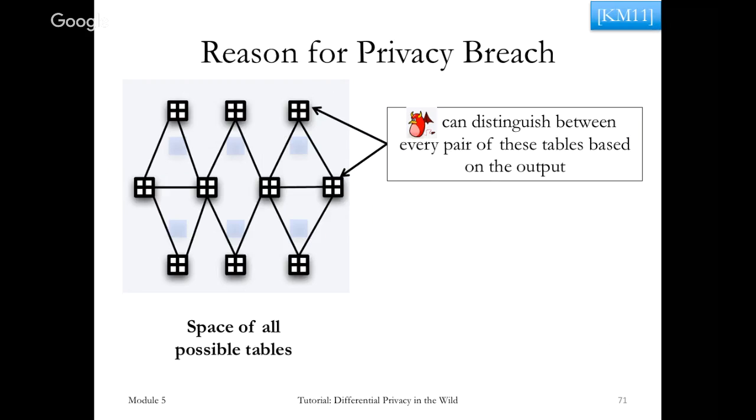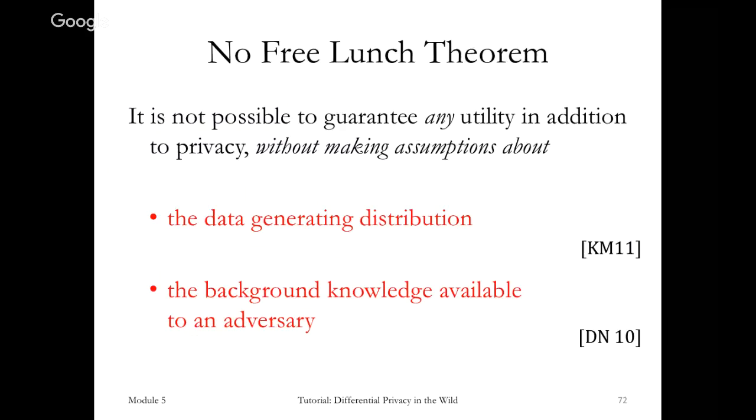So this may seem like an attack on differential privacy, but in fact, you can show a more general theorem called the no free lunch theorem, which says that it is not possible to guarantee any utility in addition to privacy without making assumptions about what kinds of correlations are there in the data, how the data were generated, or equivalently, what background knowledge the adversary has about the data itself, right?